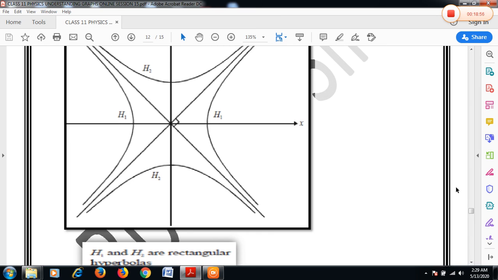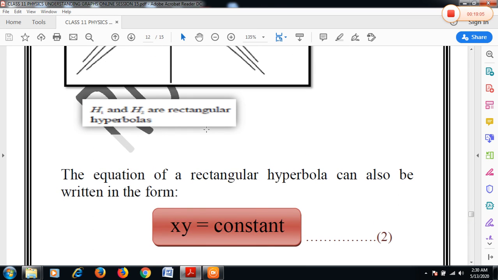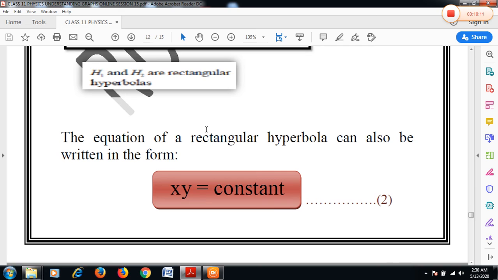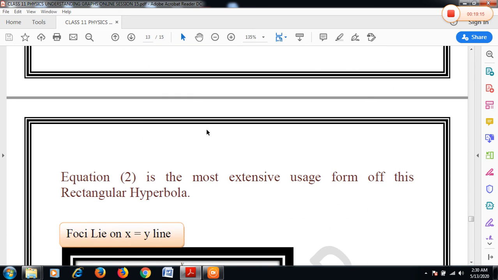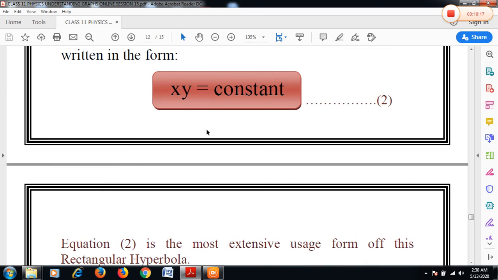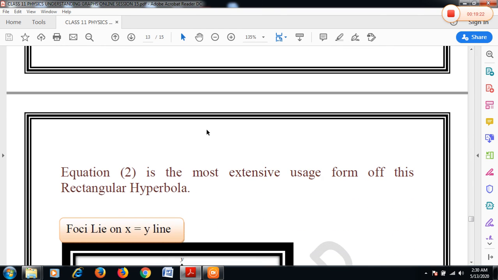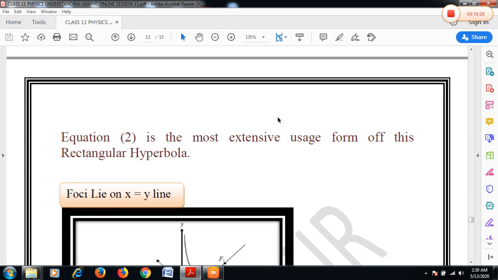In this curve, H1 and H2 are the rectangular hyperbola as we are seeing here. Okay, students, the equation of a rectangular hyperbola can also be written in this form, xy equals constant. You should remember this form very carefully. Equation 2, that is xy equals constant, is the most extensively used form of this type of rectangular hyperbola. Here this is O.